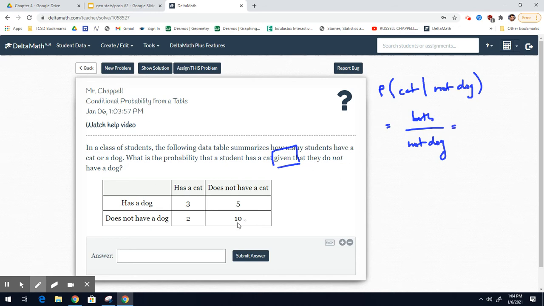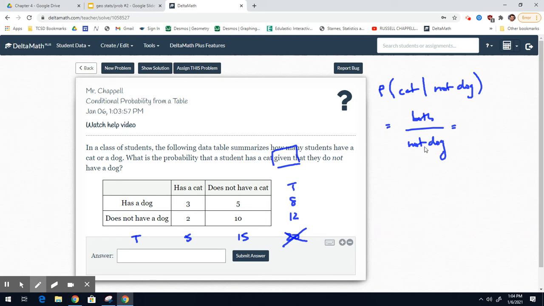So that means instead of looking at the grand total, we're only going to look at the not dog owners. So again, let's first create our total column and total row. Add down: 5, 15. Add left to right: 8, 12. Add, grand total of 20. Not going to use that here, conditional probability.